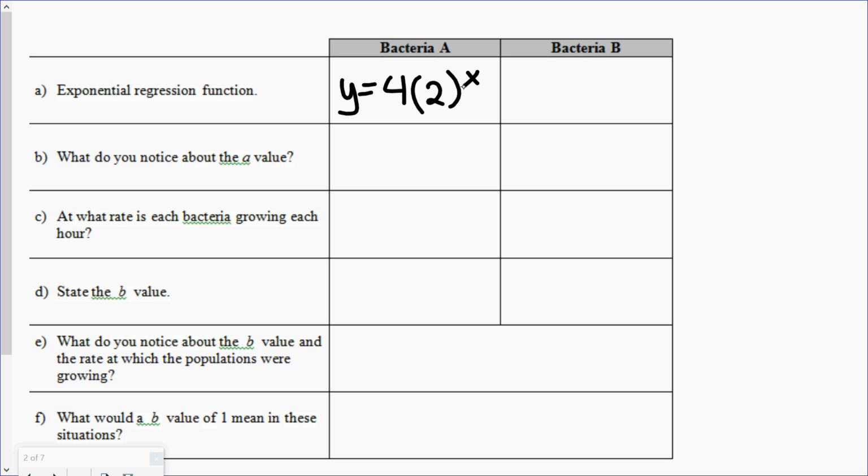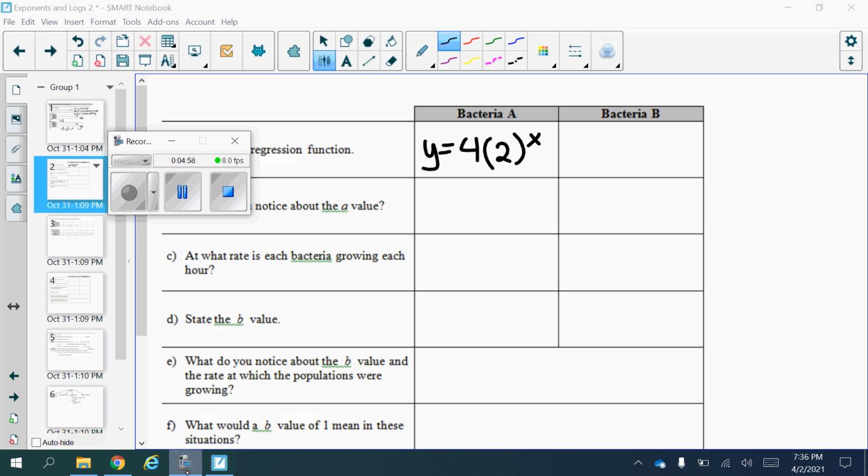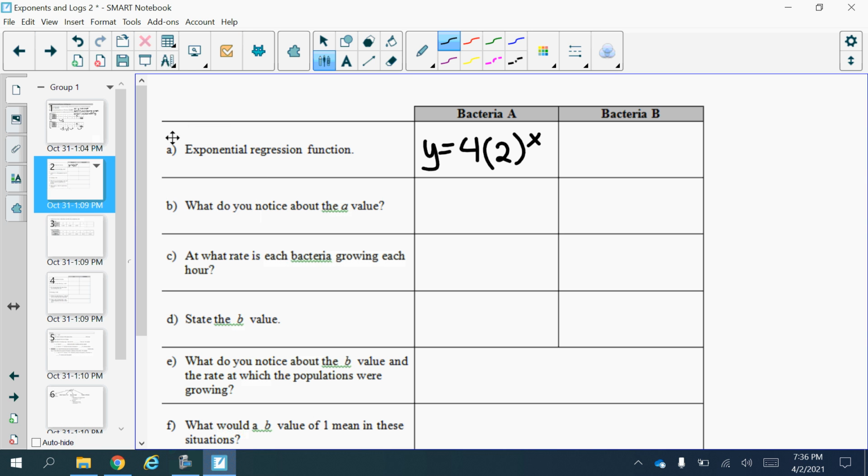It says, what do you notice about the a value? We already wrote this up above. The a value is equal to your y-intercept. In the context of this particular question, it's the amount at time 0.